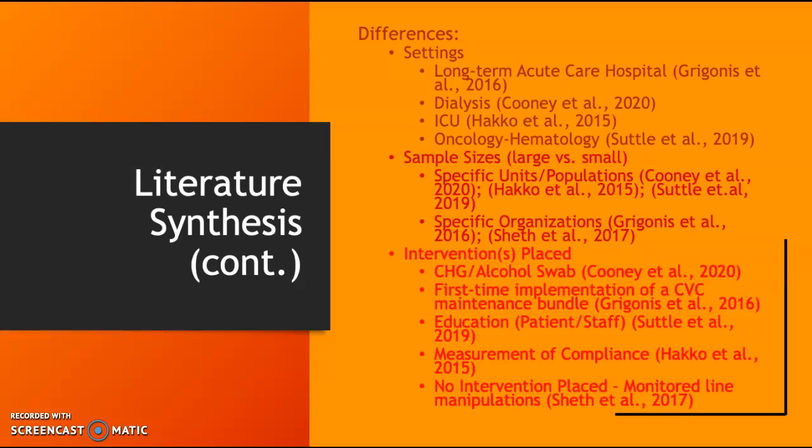And then, of course, there are differences with the interventions placed. So Cooney et al. looked at the implementation of a CHG alcohol swab in cleaning the hub of a central line. Gregonis et al. looked at the first-time implementation of a maintenance bundle in the long-term facilities. Settle et al. looked at increased patient and staff education related to central line management and care. Hacko et al. looked at the measurement of compliance related to a central line care bundle.